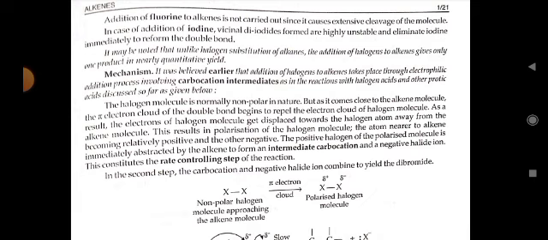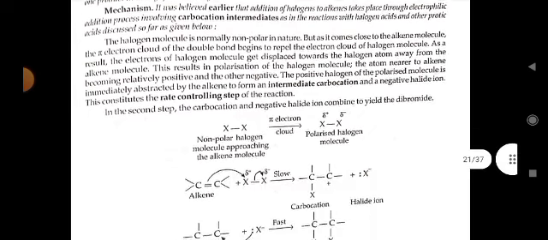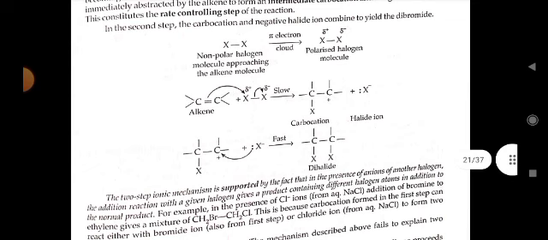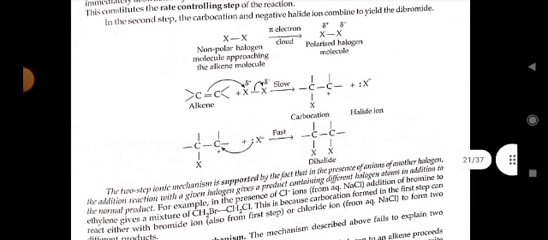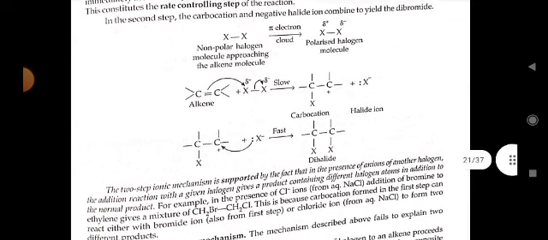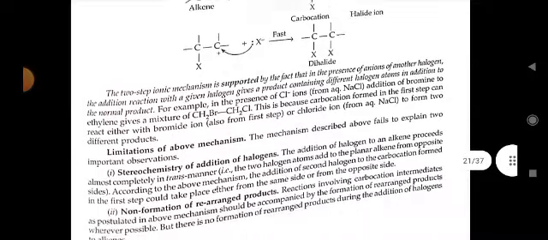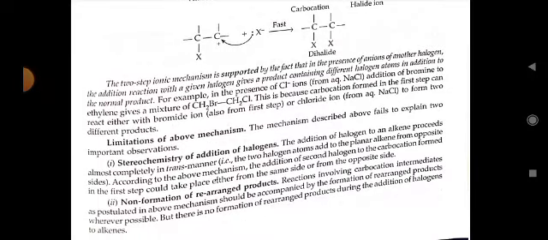The positive halogen of the polarized molecule is immediately abstracted by the alkene to form an intermediate carbocation and a negative halide ion. This constitutes the rate controlling step of the reaction. In the second step, the carbocation and negative halide combine to yield the dibromide. The two-step ionic mechanism is supported by the fact that in the presence of anions of other halogens, the addition reaction with the given halogen gives a product containing different halogen atoms in addition to the normal product.